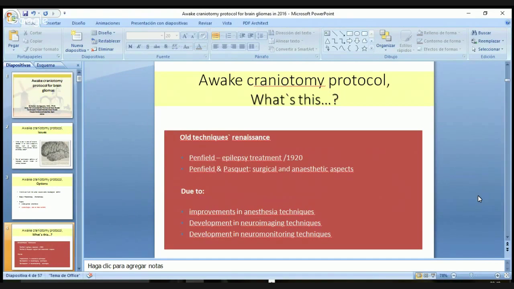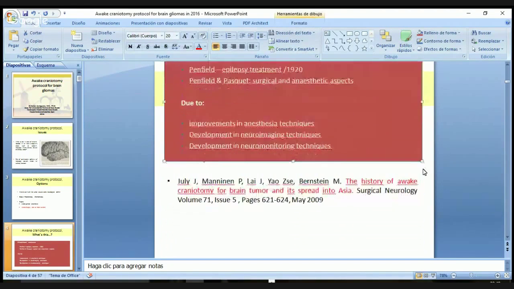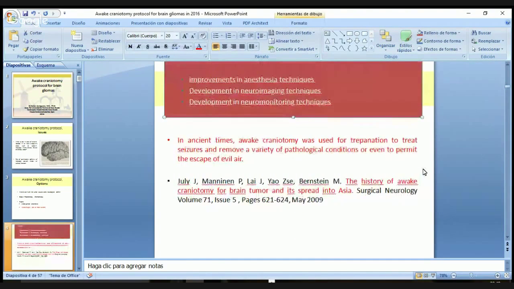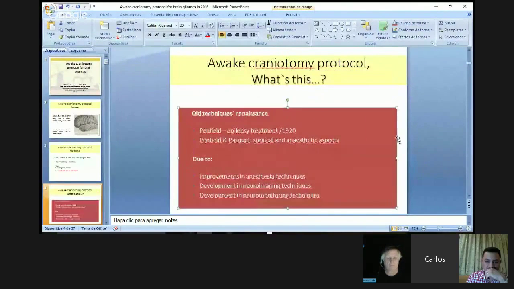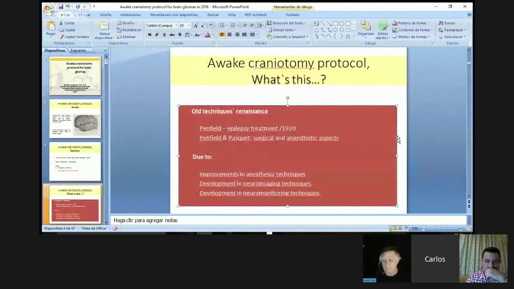What about these techniques? So in ancient times, awake craniotomy was used for trepanation to treat seizures and remove a variety of pathological conditions, or even to permit escape of evil air. So the awake craniotomy is an old technique.